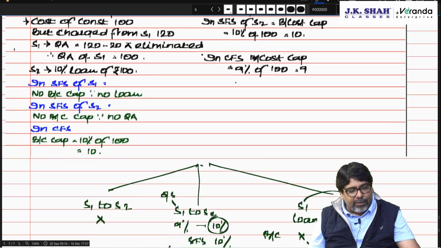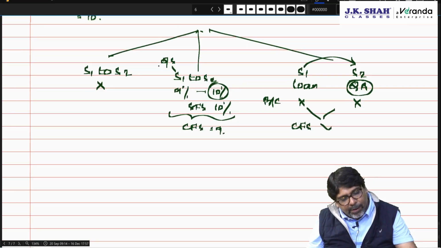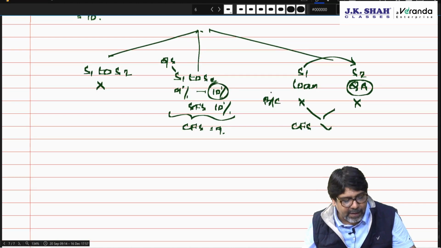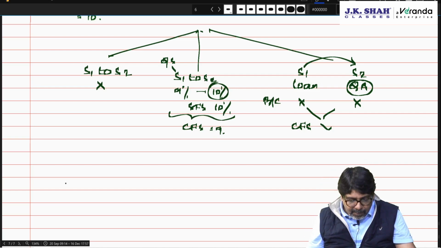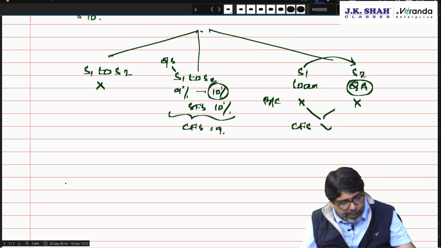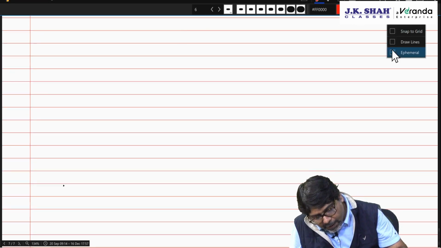Understood? So that is all for your borrowing cost. S1 to S2 loan, no. Outsider to S1 to S2: outsider at 9%, S2 at 10%. S2 will capitalize at 10% in the separate financial statement. In the consolidated financial statement, 9%. Understood?